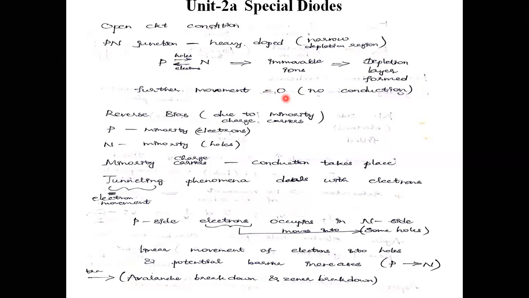Therefore, no conduction will take place. And in the reverse bias condition, due to the minority charge carriers, some small flow of current will take place. In the P region, minority carriers are electrons, and in the N region, minority carriers are holes. Due to the movement of these minority carriers, electron-hole pairs are going to be generated. Some small conduction will take place in the reverse bias direction also. In the practical case, conduction takes place due to the minority charge carriers.